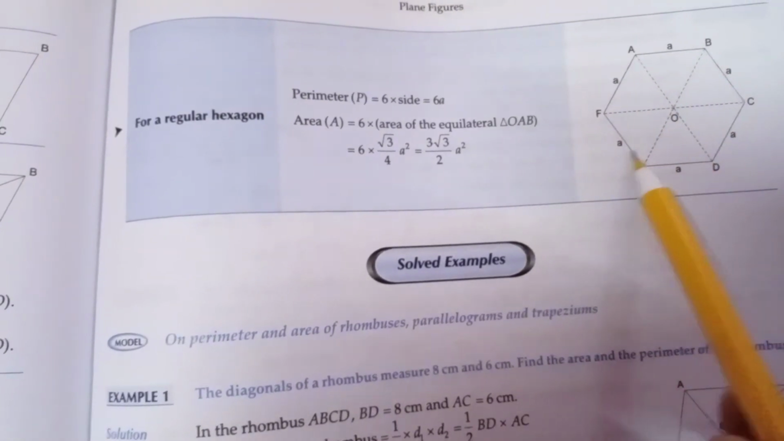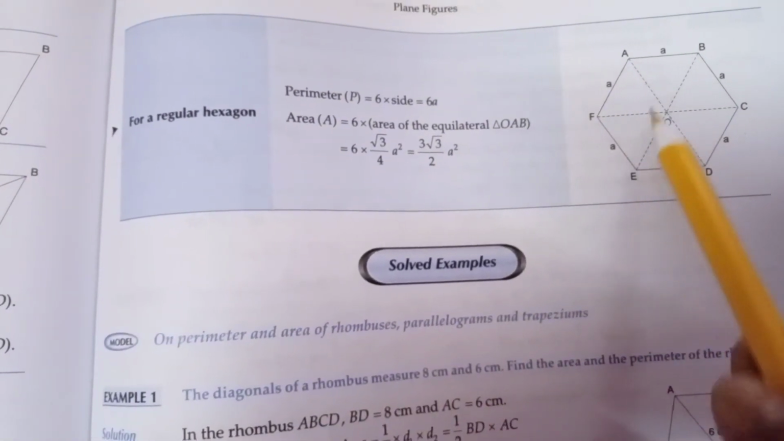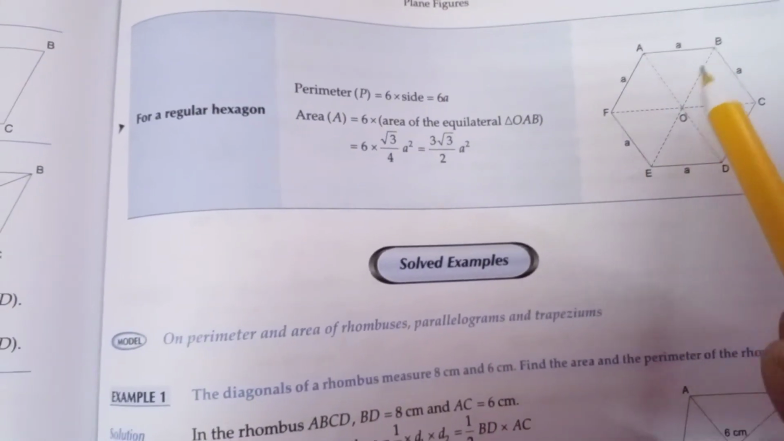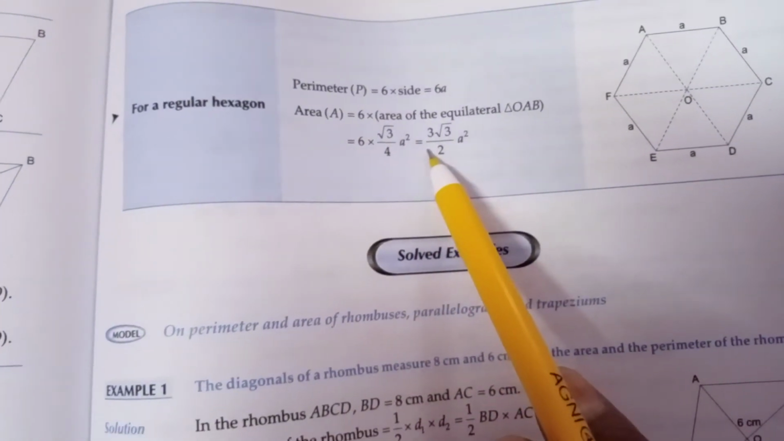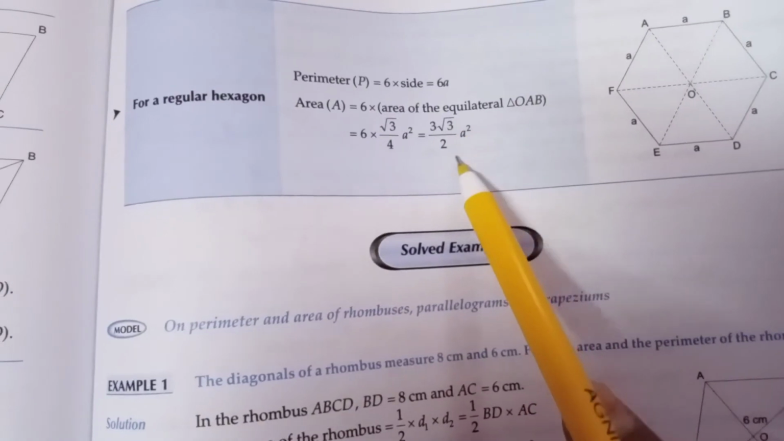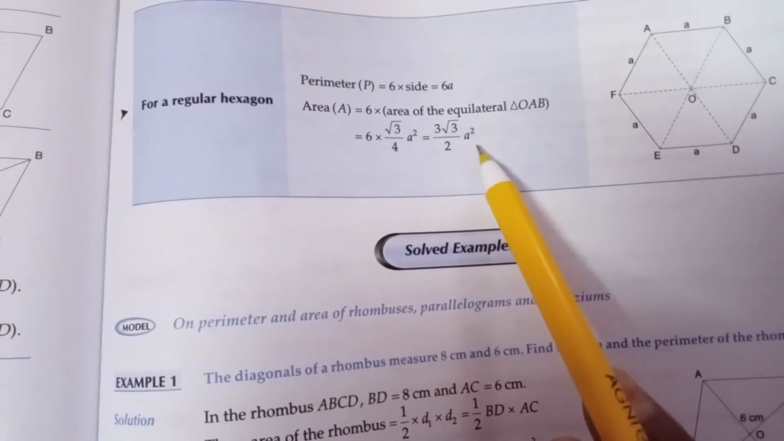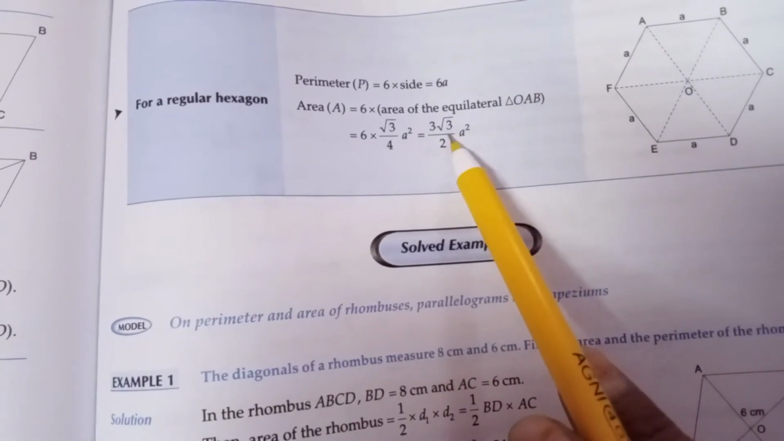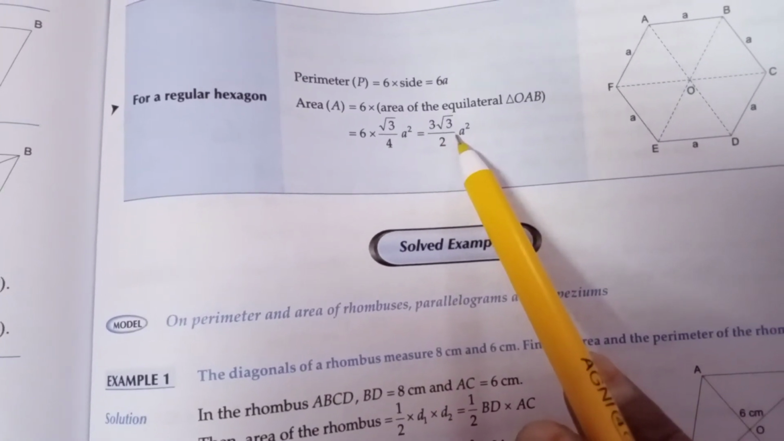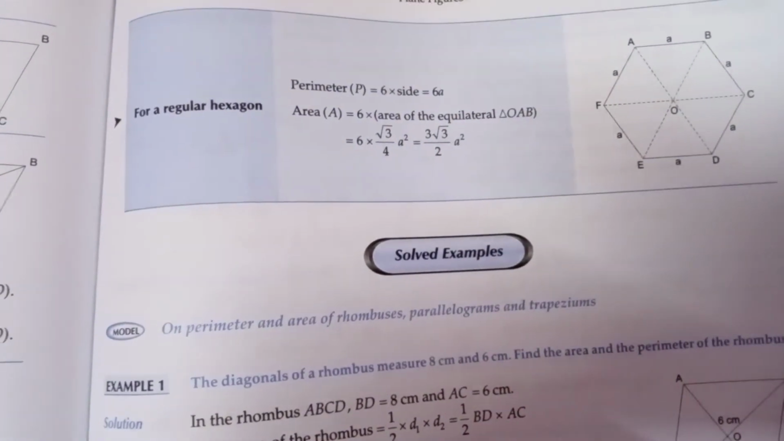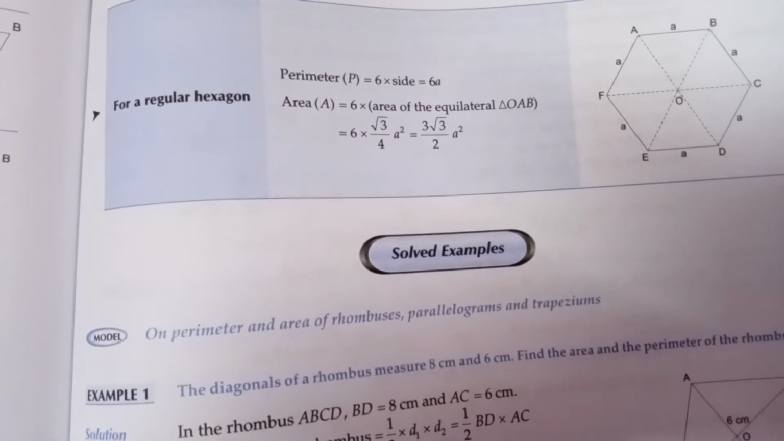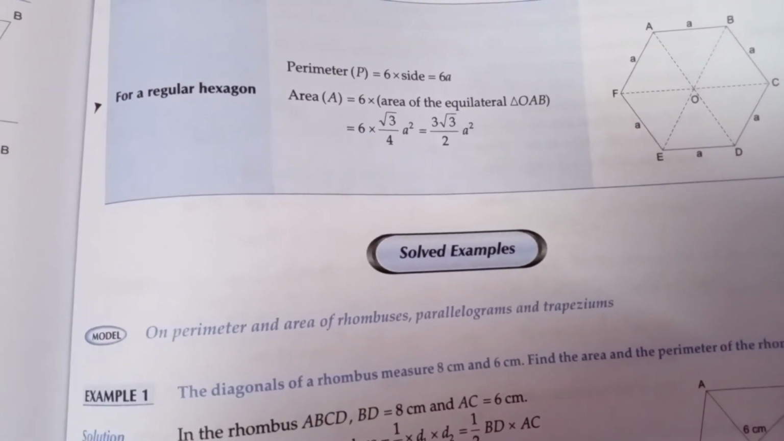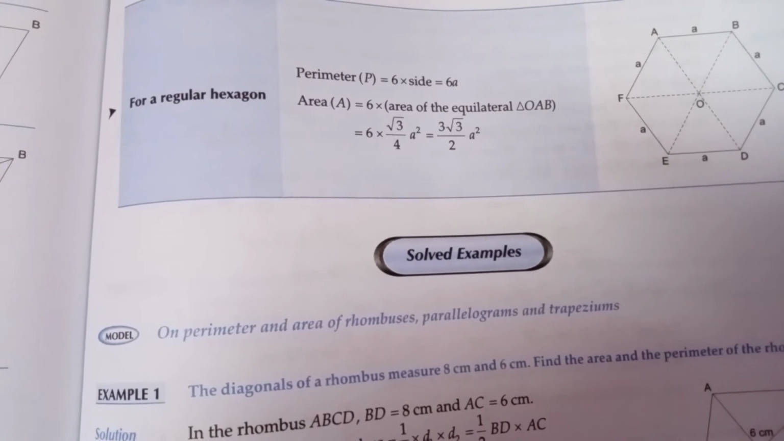So there are total 6 triangles, 1, 2, 3, 4, 5, 6. So 6 into root 3 upon 4 side square. When we solve, we are getting 3 root 3 upon 2 a square. So area of hexagon is 3 root 3 upon 2 a square, and value of root 3 is 1.732. Understood, student? So by using these properties of different types of quadrilateral, we start exercise 1b.